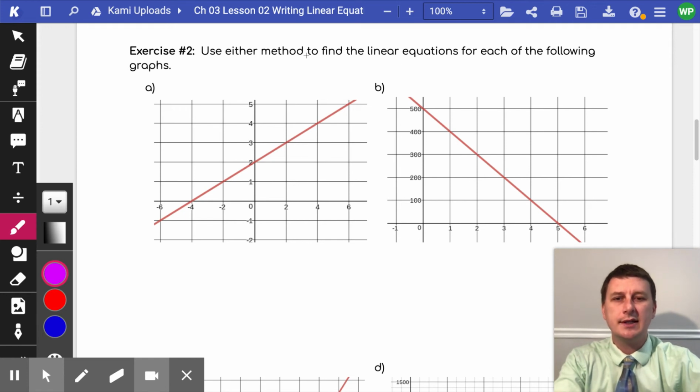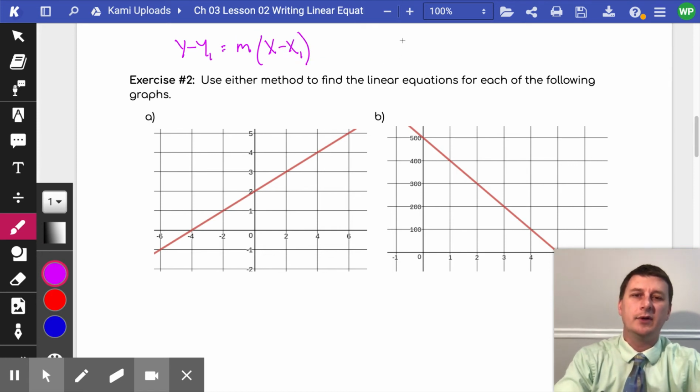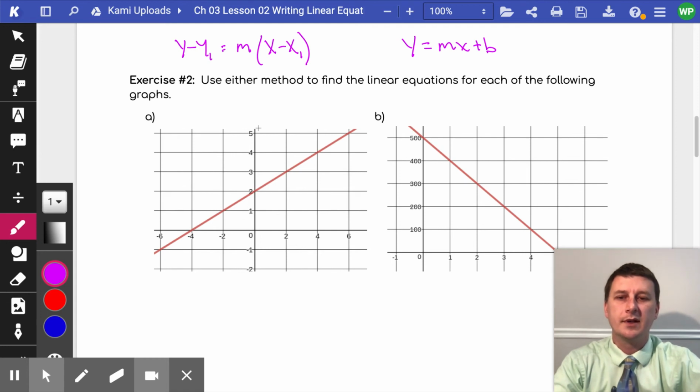And if you're just joining us now and haven't watched the Exercise 1 video, when it says either method, it's referring to either, I'll write it up here, the point-slope form, which is y minus y1 equals m times x minus x sub 1, or the other method we could use, which is y equals mx plus b. Depending on the information we're given, we use one or the other. So in this first one, I see a point on the y-intercept. If I know my y-intercept, that's going to be the clue to use this formula as my easiest method.